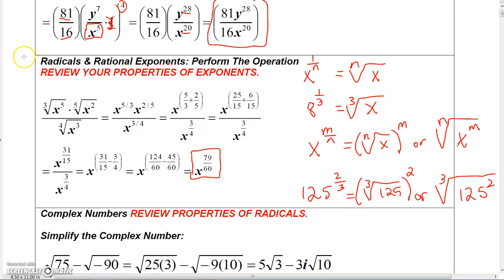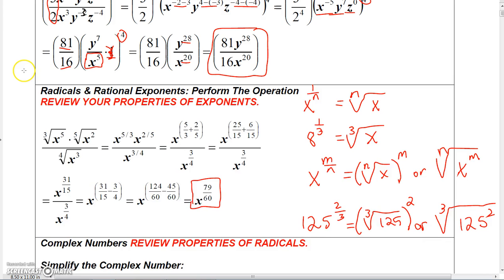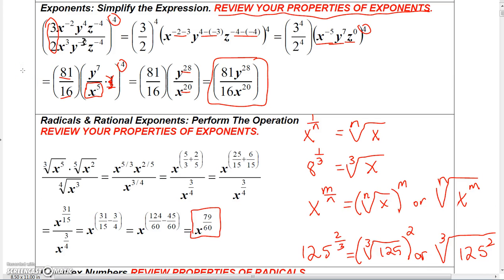So that's how you simplify radicals with rational exponents. And that completes this video on exponents and radicals.